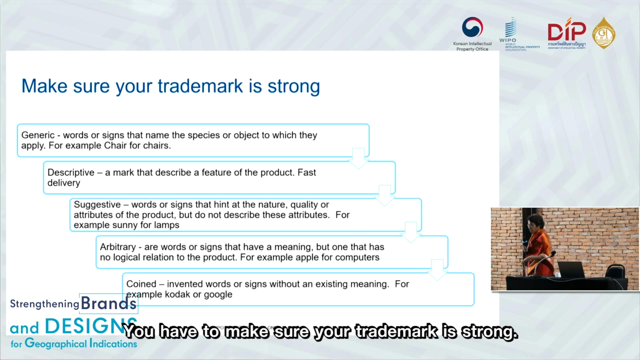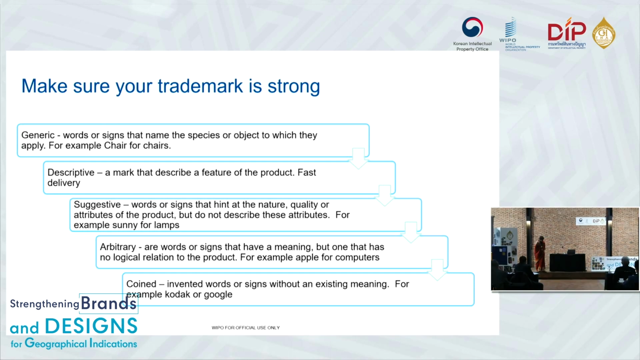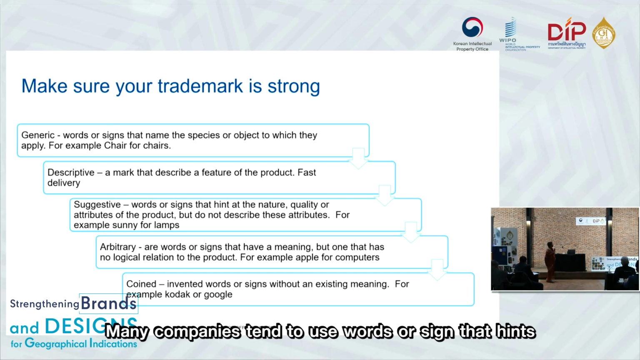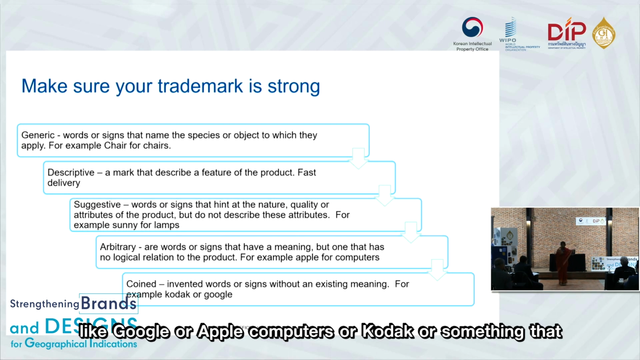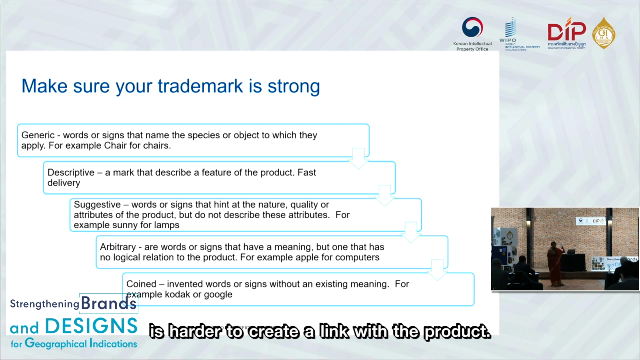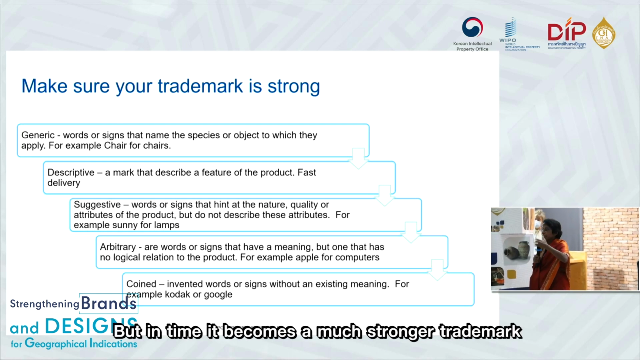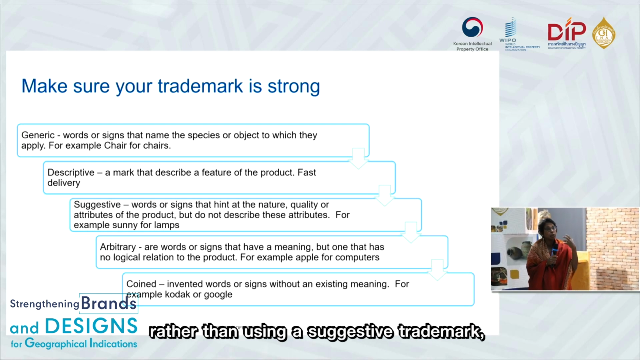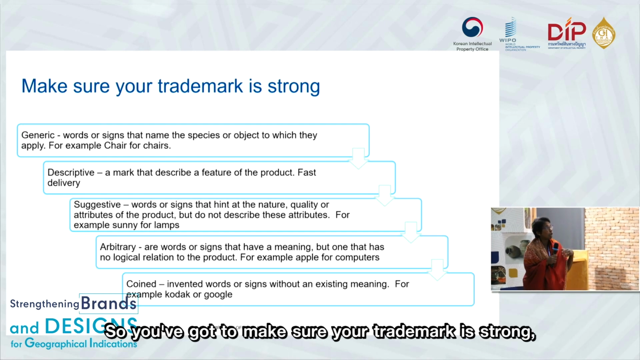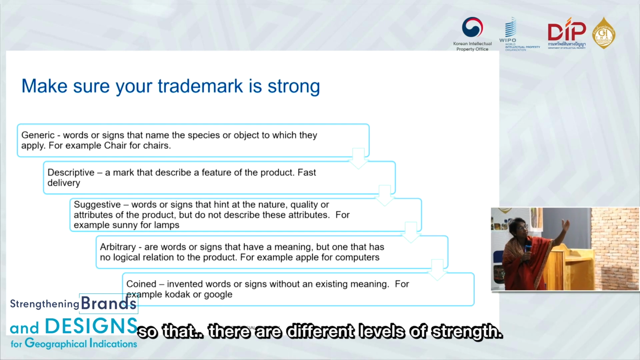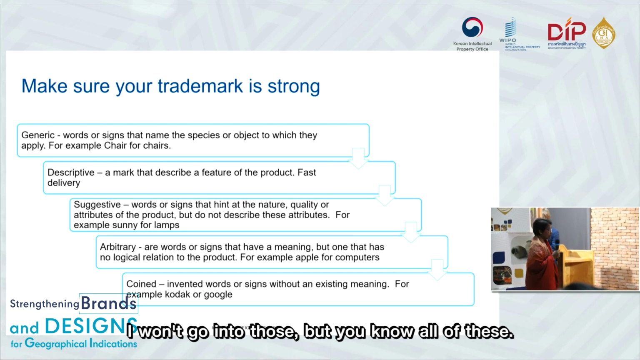So you have to make sure your trademark is strong. Many companies tend to use words or signs that hint at the nature of the goods, rather than find something like Google or Apple for computers or Kodak, something that is harder to create a link with the product, but in time it becomes a much stronger trademark. Rather than using a suggestive trademark, which a lot of other people would use similar trademarks for, and it becomes a weak trademark. So you have to make sure your trademark is strong, and there are different levels of strength. I won't go into those, but you know all of these.